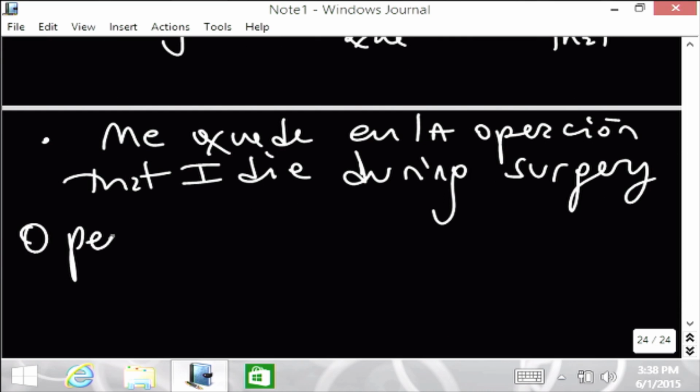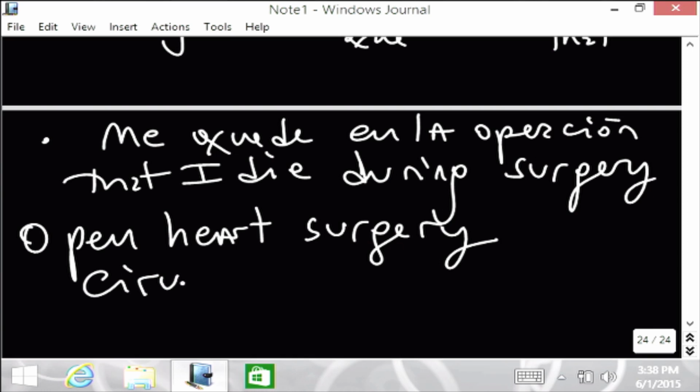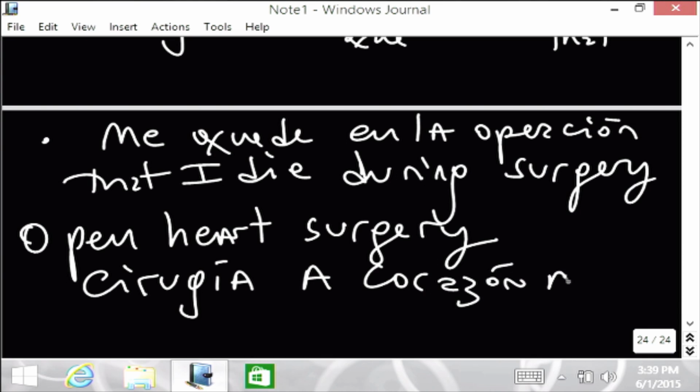Open heart surgery es cirugía o operación, you could use, ¿sí? Y ese en español es a corazón abierto. No es de corazón abierto, porque si fuese de corazón abierto quiere decir que le cortan el corazón y lo abren. It's a big difference. Es a corazón abierto. It means that you can see the heart. Very different.